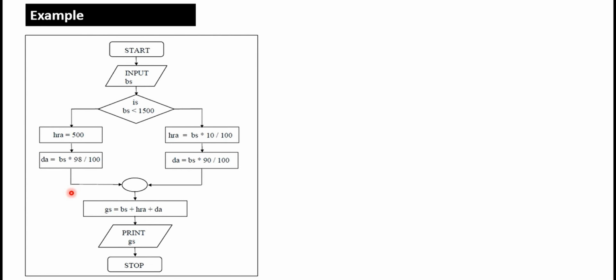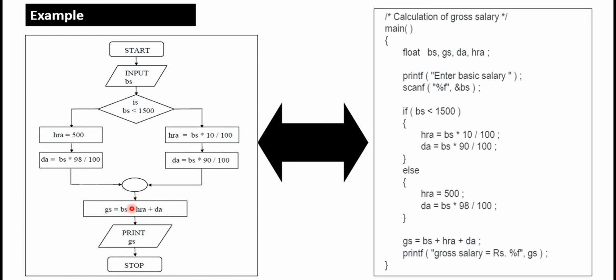Okay, so if it is less than, then the HRA will be the basic salary multiplied by 10 divided by 100, and next the calculation part occurs for printing the gross salary. Now if it is not less than 1500, then we have the HRA 500, and as per this HRA the gross salary is further calculated. Okay, so this is the equivalent code. That means the calculation of gross salary.